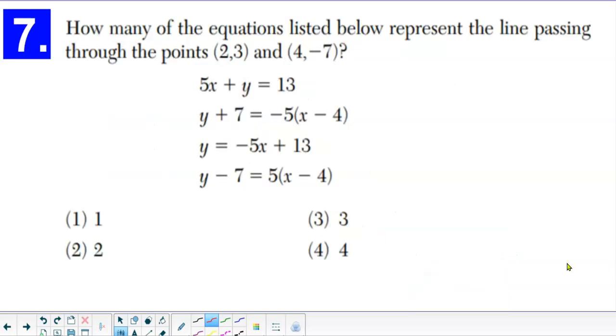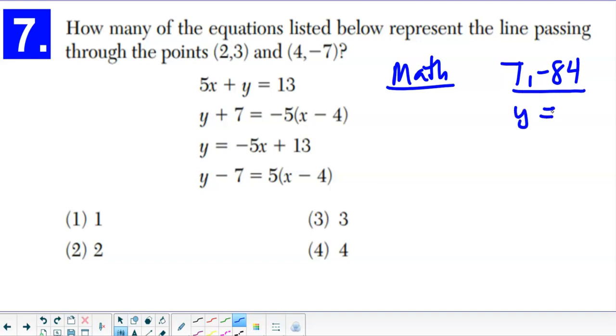Number 7. How many of the equations listed below represent the line passing through the points 2, 3, and 4, -7? Now, I can do math, or I can use the TI-84. If I use the TI-84, it needs to be in y equals form. Only one of these is in y equals form. If I want to choose math, then I would erase and replace the x and y values like I showed there. So if I want to use the TI-84, I've got to do a lot of math here and rearranging.